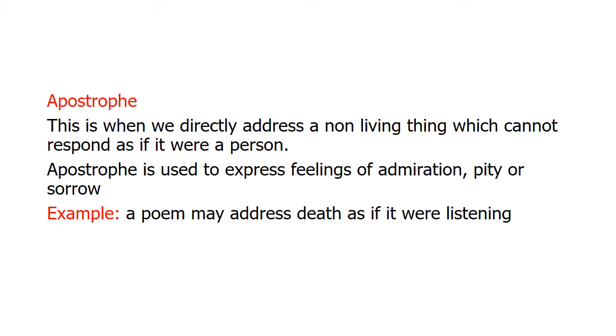Apostrophe. This is when we directly address an unliving thing which cannot respond as if it were a person. Apostrophe is used to express feelings of admiration, pity, or even sorrow. For example, a poem may address death as if it were listening, or a poem may address a lake or even a mountain as if they were human beings and they can respond.